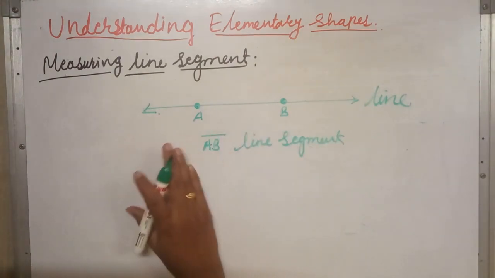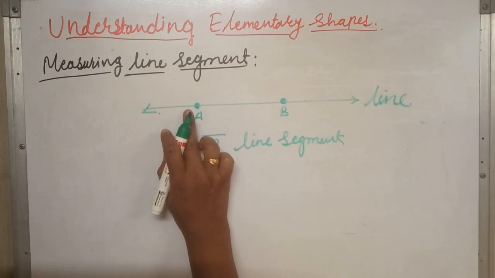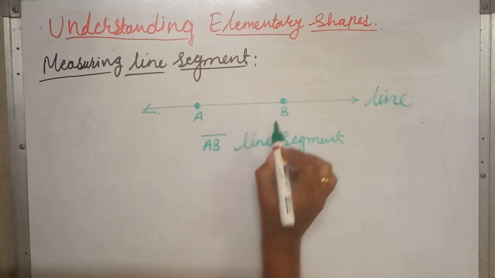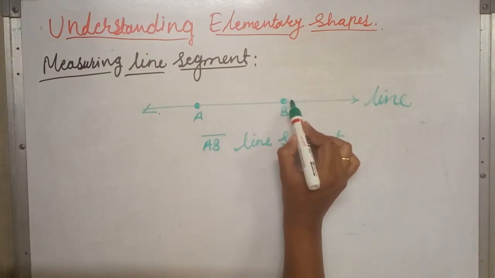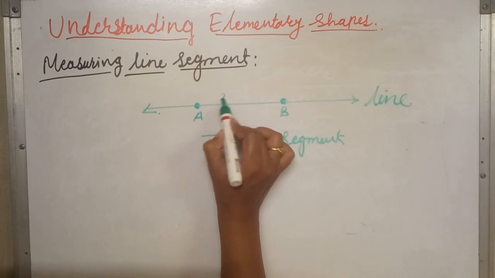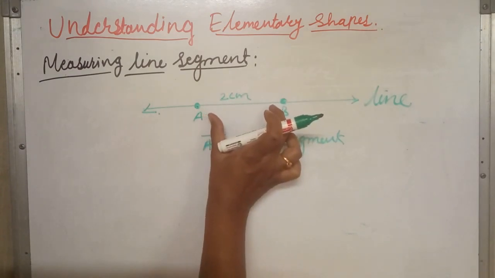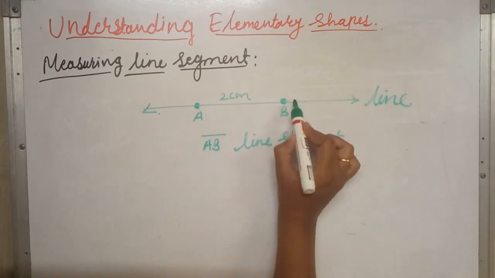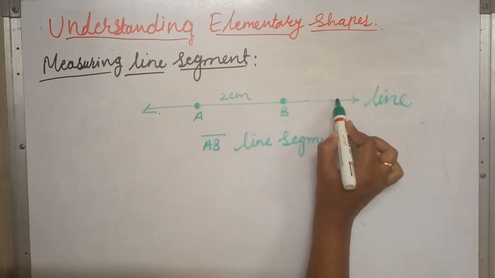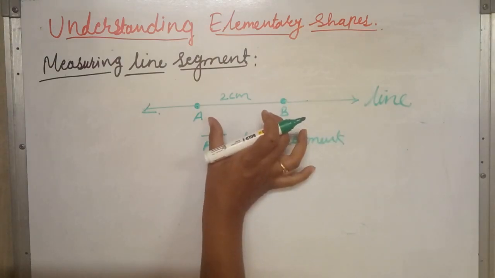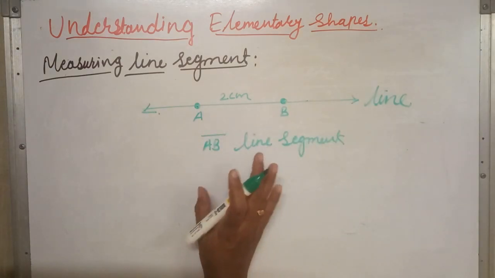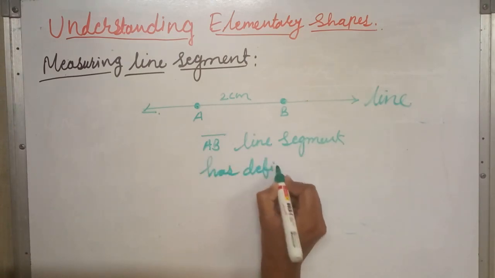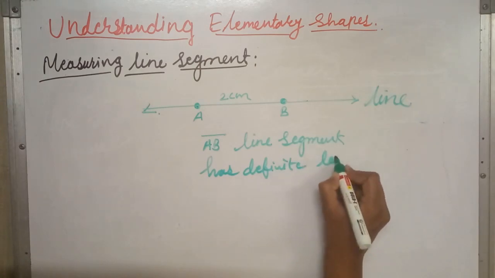So what we can observe from this is, here are A and B, and this distance is fixed. We can't replace this B here. We can't take it here if this distance is 2 centimeter. So the line segment AB has a measurement of 2 centimeter. We can't say here is 2 centimeter and till here is 2 centimeter. So it's a fixed distance. So it has a definite length. Means a line segment has definite length.